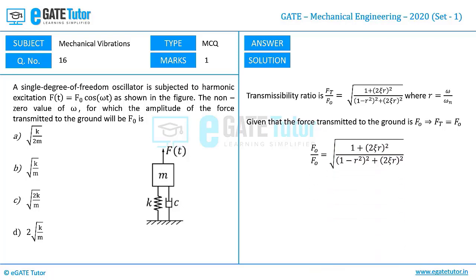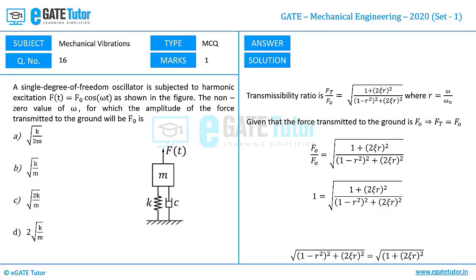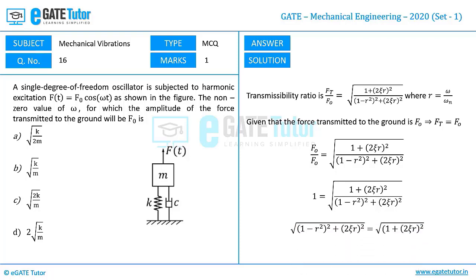This is what we get, right? We are replacing Ft is equal to F naught, so the left hand side becomes 1. Now, let's try to separate out the denominator and numerator from the right hand side by bringing the denominator in the right hand side to the left hand side. This is what we get. Now, let's try to square this, and the last line is what we get.